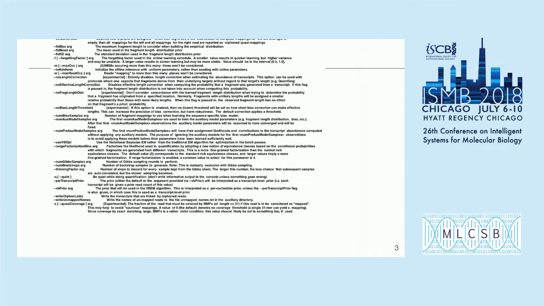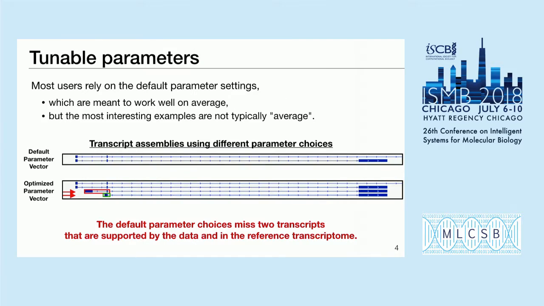If you set these parameters incorrectly, you're going to get results that aren't good, which means most people rely on the default parameter settings that come with an application. These were developed by the person who wrote the program. They're usually the ones that worked best to make themselves look good in a paper, but they're not always the best for every input, because they're meant to be good on average, but the most interesting studies that we end up doing are rarely average.